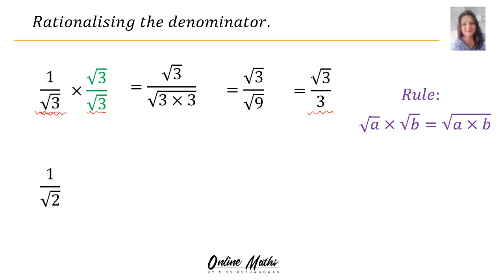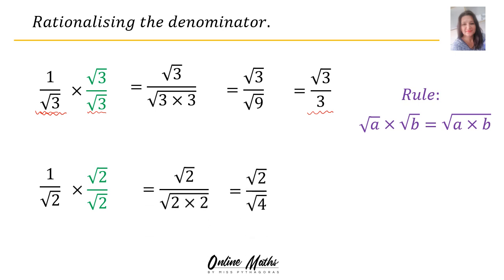If I give you 1 over root 2 and you want to rationalize the denominator, you multiply the top and the bottom by root 2 over root 2. Then it becomes 1 times root 2 is root 2, and at the bottom root 2 times root 2 is root 4. Root 2 stays on top and the square root of 4 is 2. Therefore, root 2 over 2 is the rationalized denominator version of 1 over root 2.